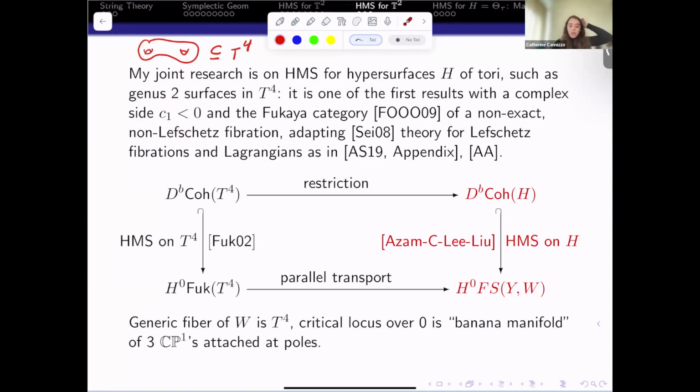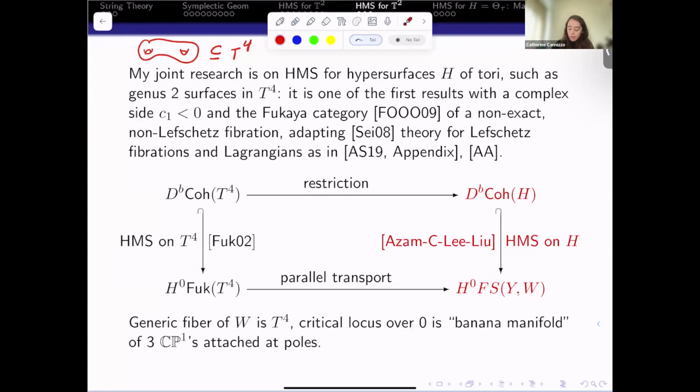And the mirror, this Landau-Ginzburg model mirror, is actually non-exact. That means the symplectic form is non-zero. And it's also not Lefschetz, which means that the theory developed for Fukaya category of Landau-Ginzburg models is primarily for Lefschetz fibrations, which are fibrations where you have a singular fiber, and non-Lefschetz is a kind of one step up in complexity of the type of singularity.